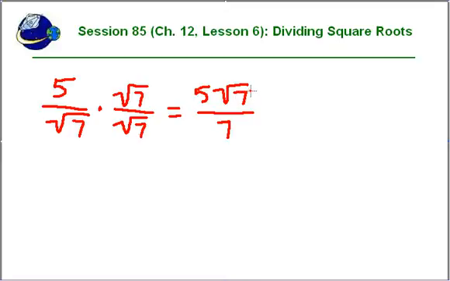5 radical 7 over 7 is our simplified version of 5 over radical 7, and we got this answer by getting rid of the radical sign in our denominator, and we did that by multiplying both our top and bottom by radical 7.